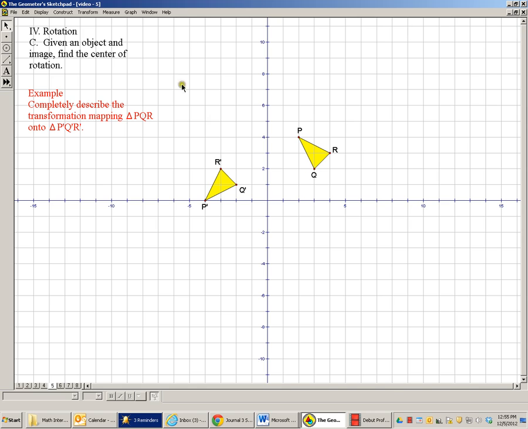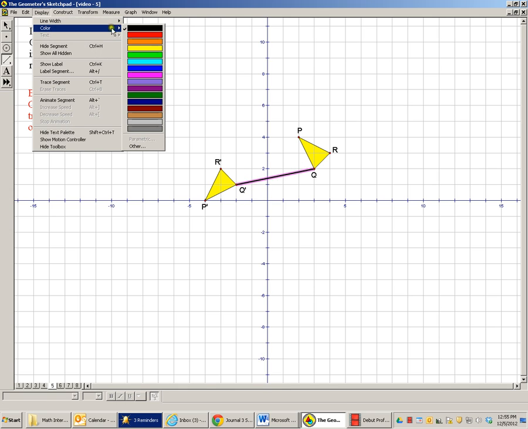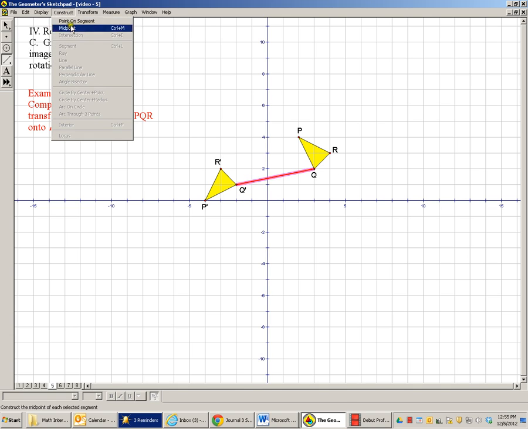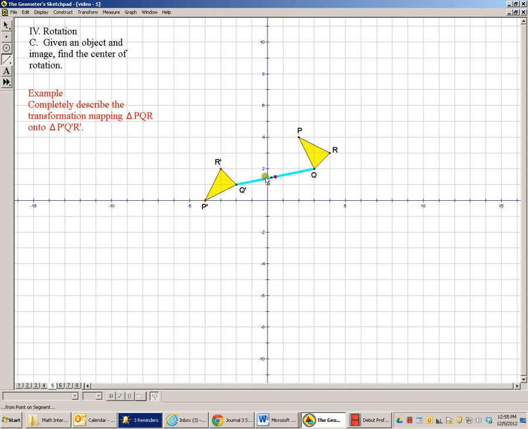You can see it turned to get there, but where was the center of rotation? I'm going to go back and go through this step by step, like what I said before. Focusing on Q and Q prime, I know that if I draw a line from Q to Q prime, and let me just, again, change its color, I'll go ahead and keep it thick. I know that the midpoint of that can work, so I'm going to construct its midpoint. The middle of this line is a possible way, and just focusing on Q, I want to rotate Q onto Q prime. I'm not going to worry about anything else.